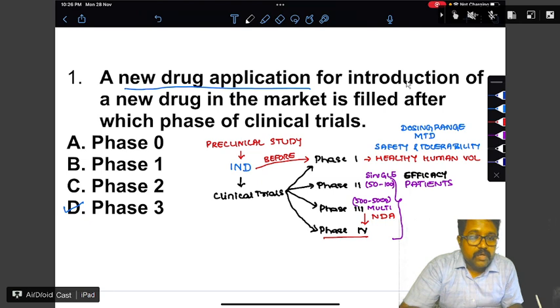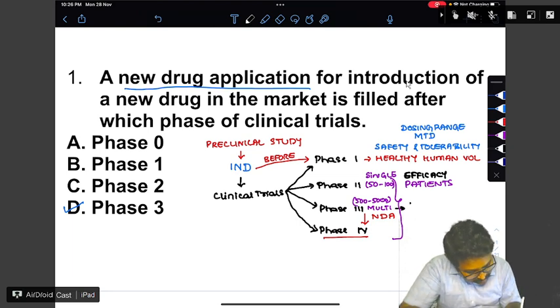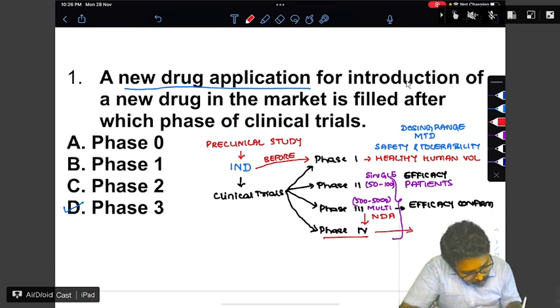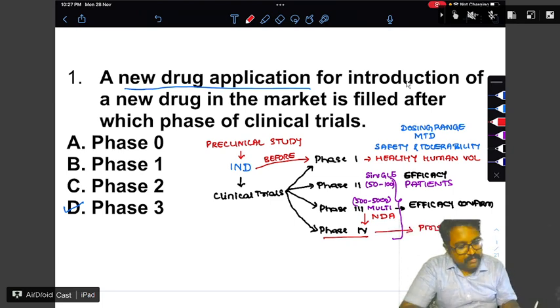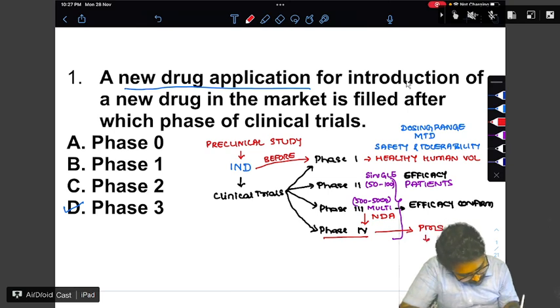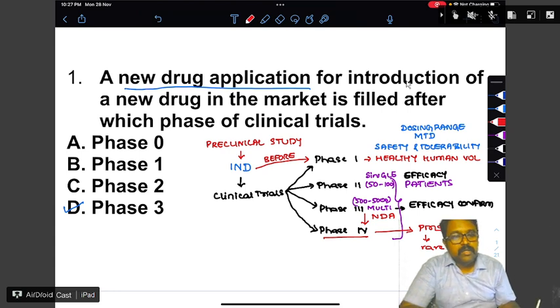Phase 2 is also called therapeutic exploratory stage. Whereas in phase 3, you're going to confirm the efficacy in a larger population. And phase 4 is nothing but post-marketing surveillance to check for any rare side effects or any untoward consequences.